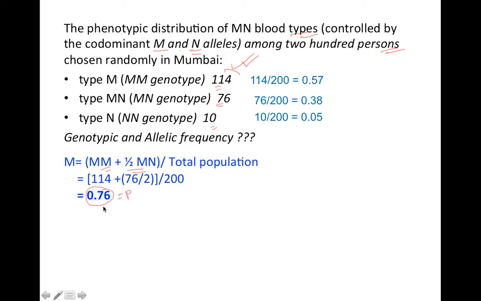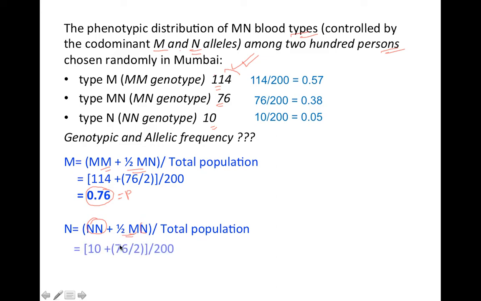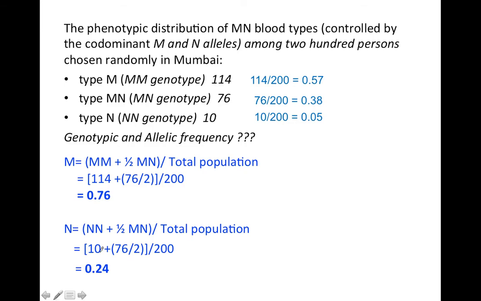Now we'll find out what N is. Similarly, N would be NN plus half of MN, because half of it is M, half of it is N. So this is 10 plus 76 by 2, divided by the total population of 200, that gives us 0.24. Right? This is q. And this is p.